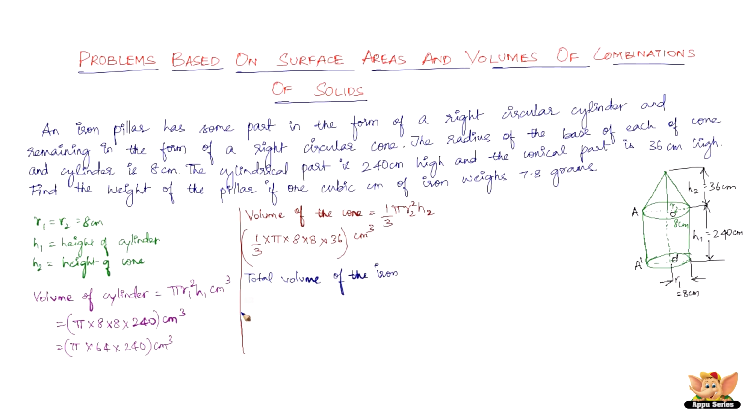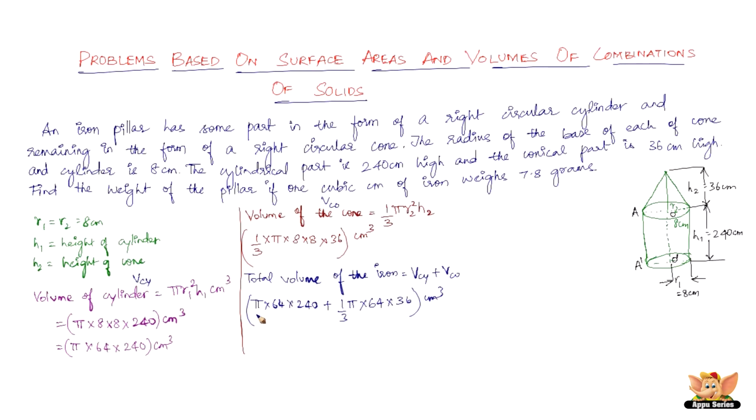So the total volume of the iron is nothing but the volume of the cylinder, let's take it as VCY, and the volume of the cone, let us take it as VCO, because since the first letters are the same. So it's going to be VCY plus VCO. That is nothing but the volume of the cylinder plus the volume of the cone. Volume of the cylinder is given by pi times 64 times 240 plus volume of the cone is given by 1 by 3 pi times, again, 8 times 8, which is 64, times 36, the whole centimeter cube. Remember, we need to add in between, right?